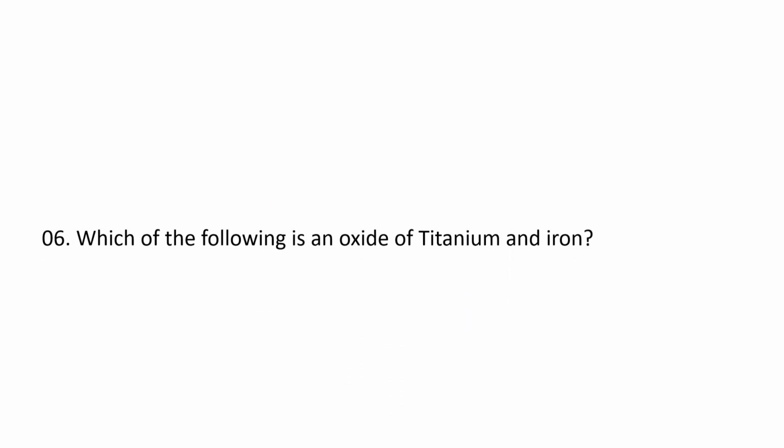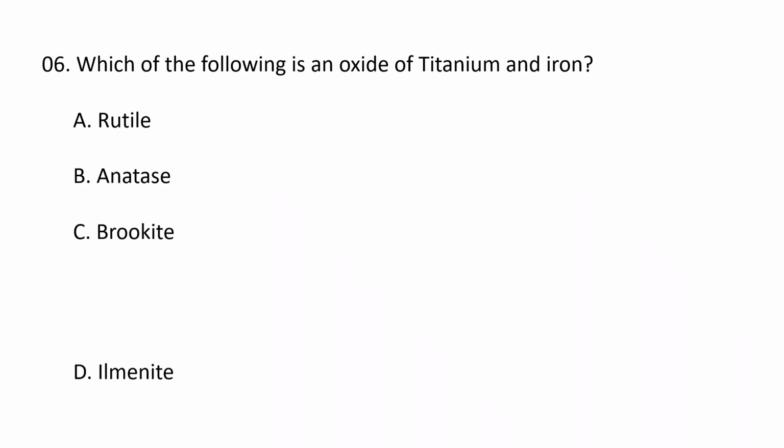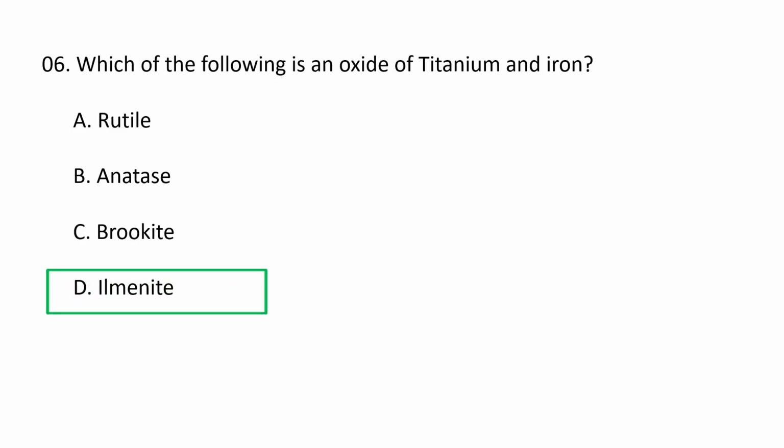Next question. Which of the following is an oxide of titanium and iron? A. Rutile, B. Anatase, C. Brookite, and D. Ilmenite. The correct option is ilmenite.